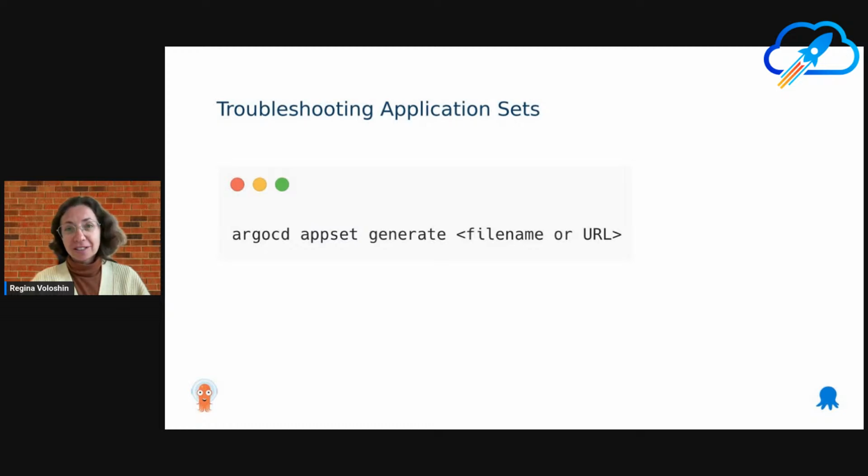Troubleshooting application sets. The long-wanted feature to preview the application sets before their actual creation is this new command. It's called argocd appset generate, and this will help you validate the application resources that would be created by this application set, but before you actually apply this to the cluster. So let's see this in action.